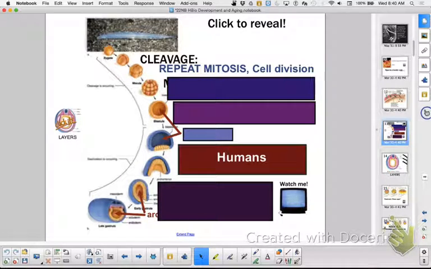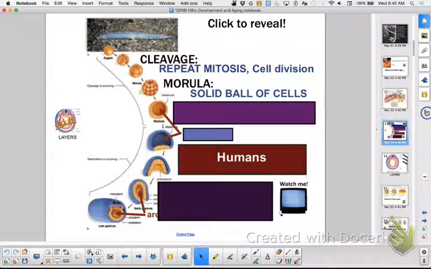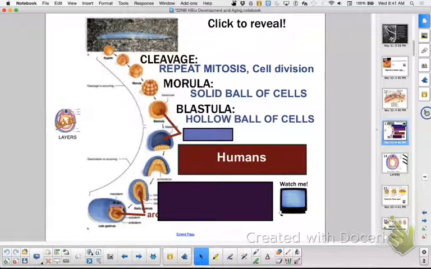Remember we said cleavage. And then you form a solid ball of cells called a morula. A morula is a solid ball of cells. Then it pumps in salt. Who follows that salt? Water. It blows up like a water balloon, and it forms a blastula. And a blastula is a hollow ball of cells. The cavity inside the blastula is called the blastocoele.